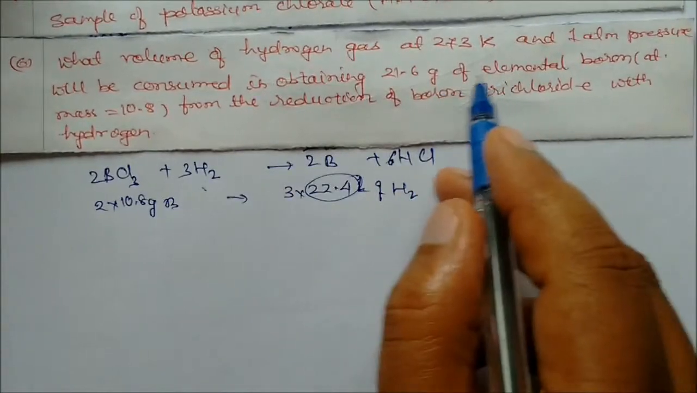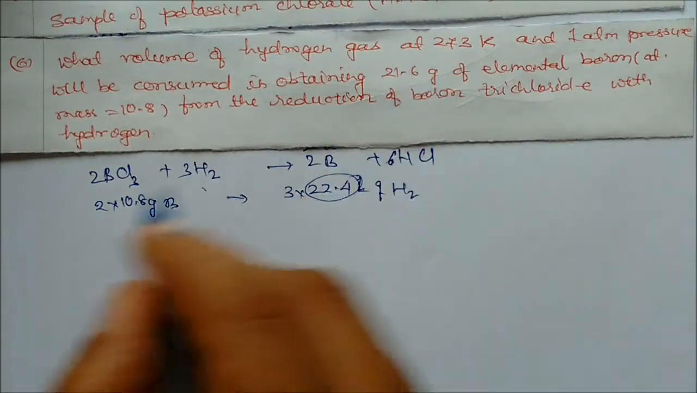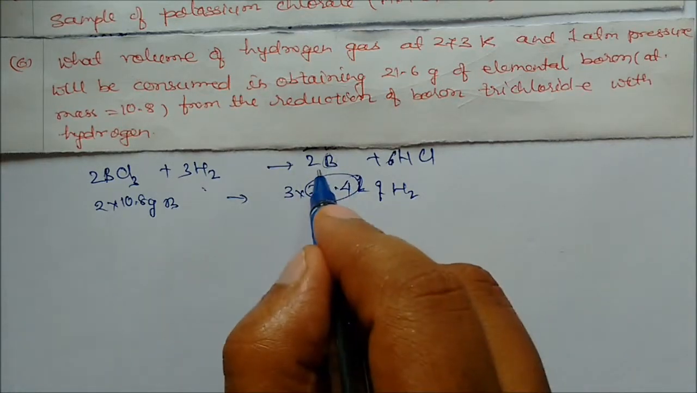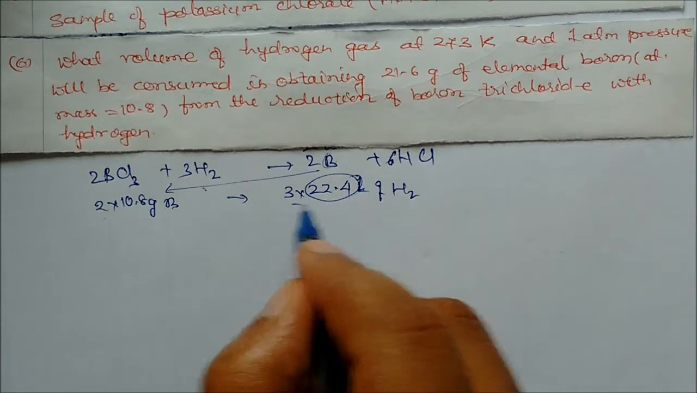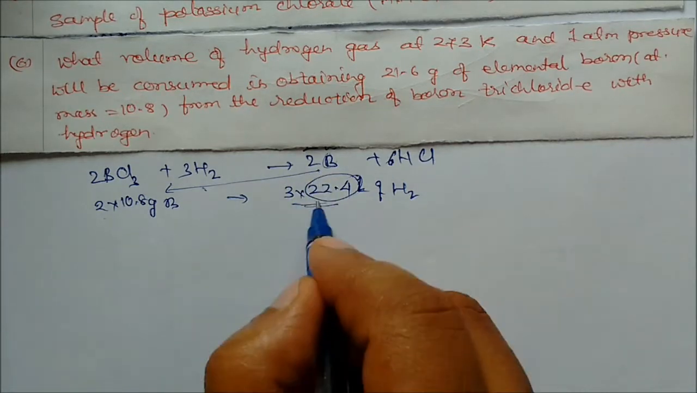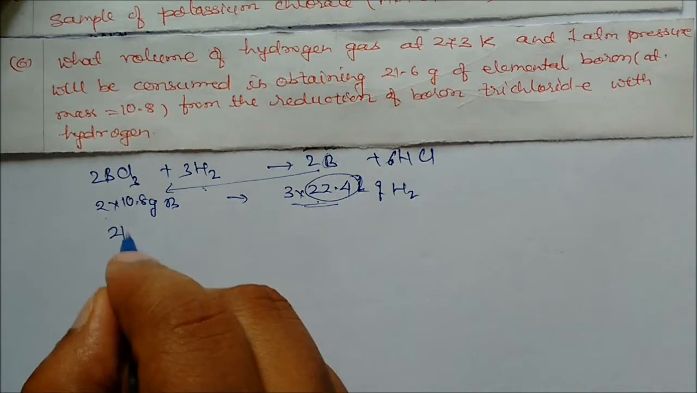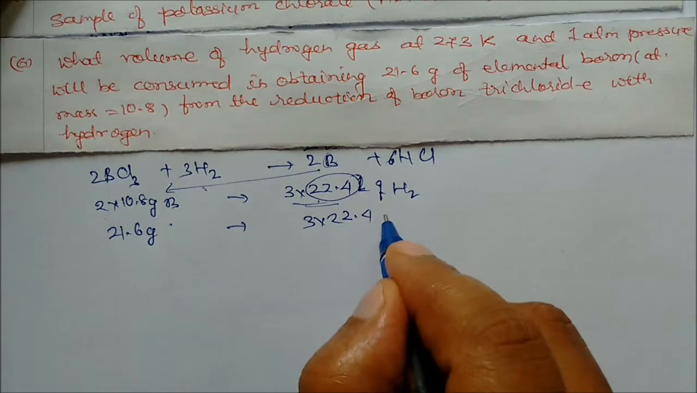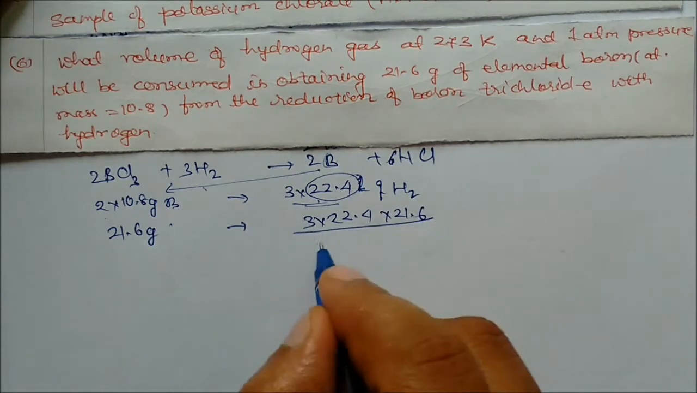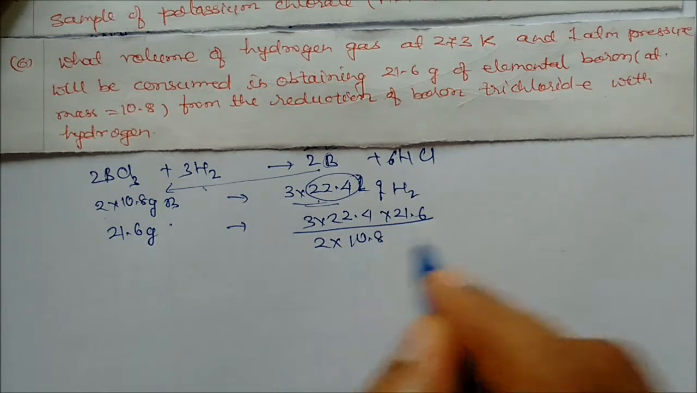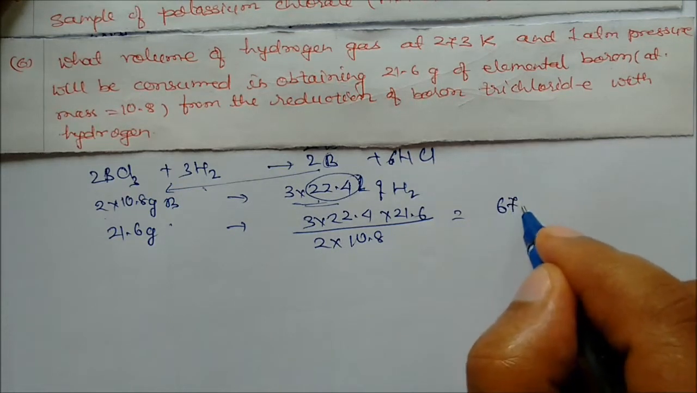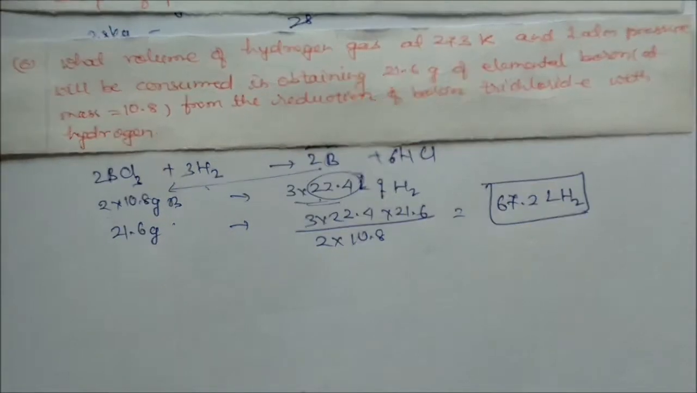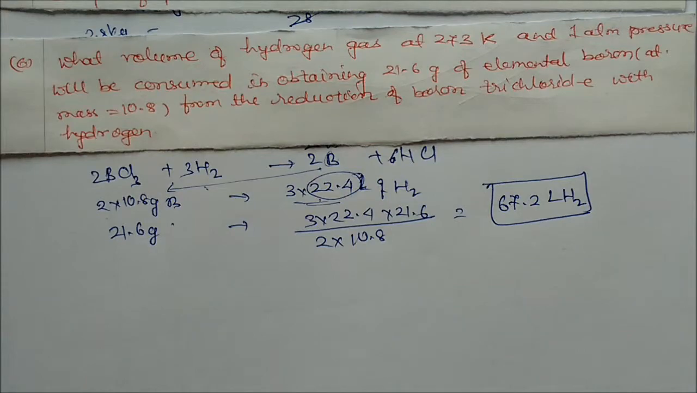But how much elemental boron are we given? 21.6 gram. To obtain this much elemental boron, we require 2 into 10.8 gram of boron for 3 into 22.4 liter of hydrogen. So if you take 21.6 gram boron, how much hydrogen do we require? 3 into 22.4 multiplied by 21.6 and divided by 2 into 10.8. After solving we require 67.2 liters of hydrogen. This much hydrogen will liberate 21.6 gram of elemental boron.